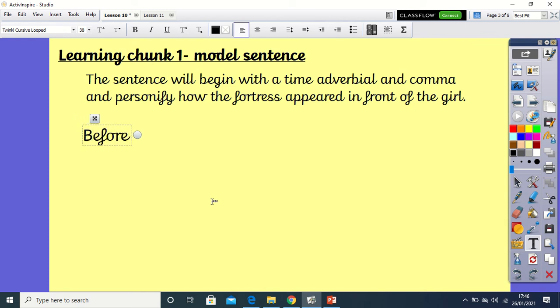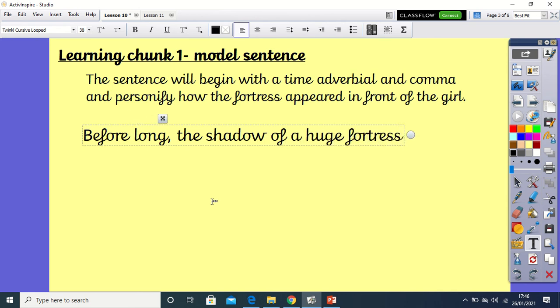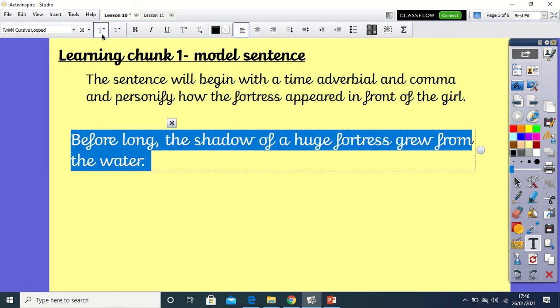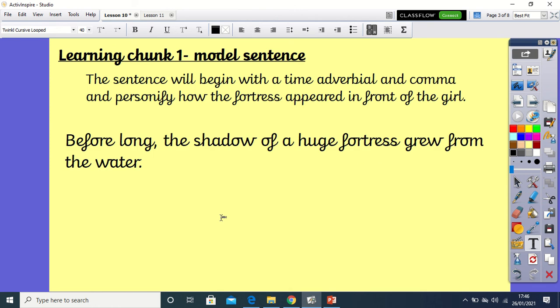So I'm going to open with before long, followed by a comma, the shadow of a huge fortress grew from the water. So before long, the shadow of a huge fortress grew from the water. So when you write your sentence, you might decide not to use the word shadow, okay? You might decide to put something else in there that you feel is better for the way that you're describing it.